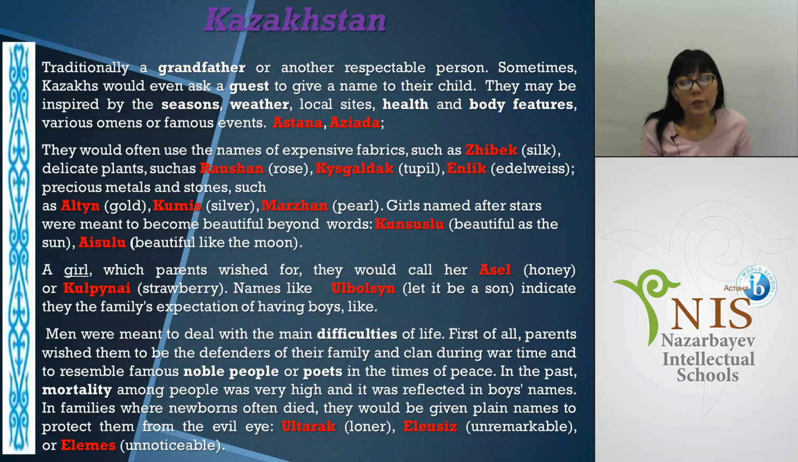Sometimes in families where newborns often die, in order to protect the next generation, they call them, for example, Ultarak or Ulbosyn, unremarkable names. So they try to protect the next generation by these names, and defend him from unfair death or accidents. So through these names, lots of information can be brought out about Kazakh tradition and Kazakh people.